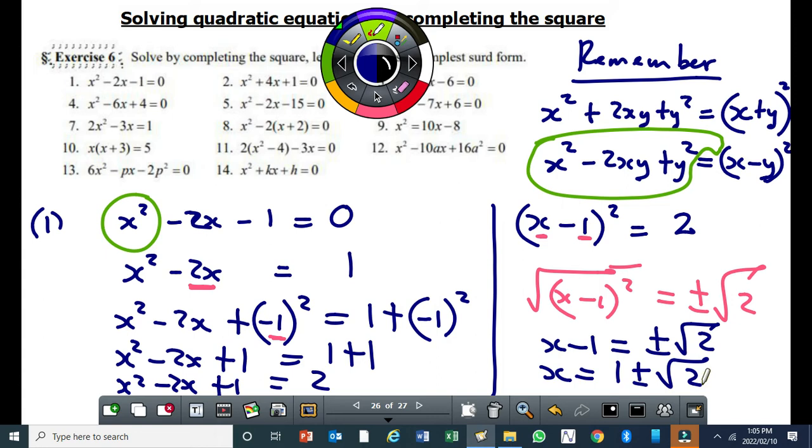So we have got two solutions. That will be the answer. There are two answers there. The first one, you can take the positive, it's 1 plus square root of 2. Second one, 1 minus square root of 2.